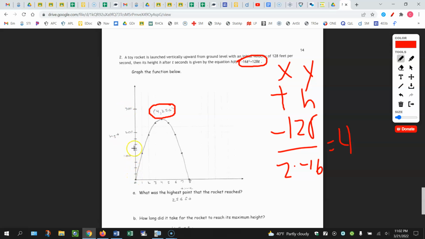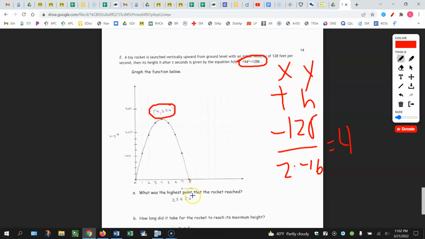I decided to go by 25s on the x-axis. I didn't put every single one. 25, 50, 75, 100, 125, 150, 175, 200, and so on and so forth. Time in seconds, I went by ones.